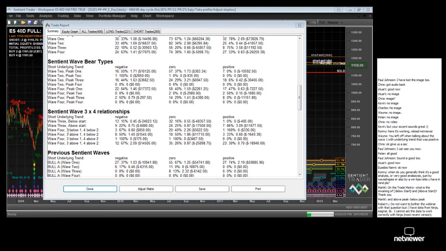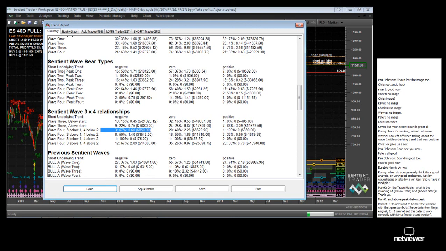All right. So let me turn that off. Those are Sentient wave 3 and 4 relationships. So you can define your trading matrix very specifically. You can say, I want a trading matrix that trades wave 4, negative underlying trend, but only when wave 3 is below the start of wave 1 and wave 4 is below the peak of wave 2. Okay, so you can be very specific.